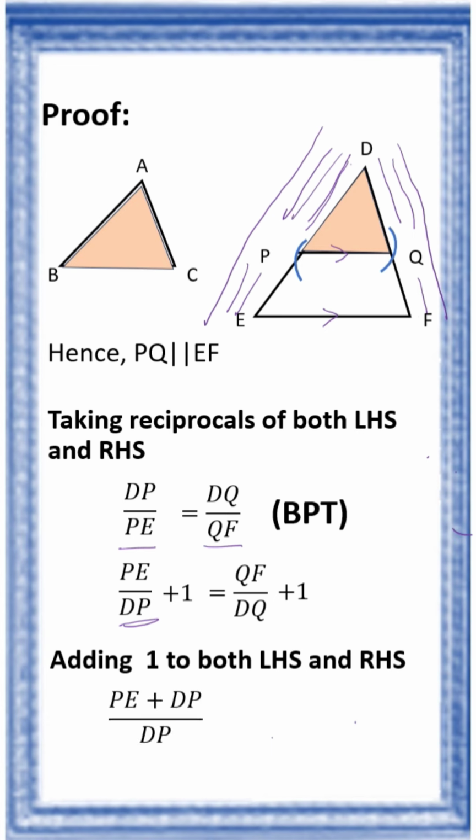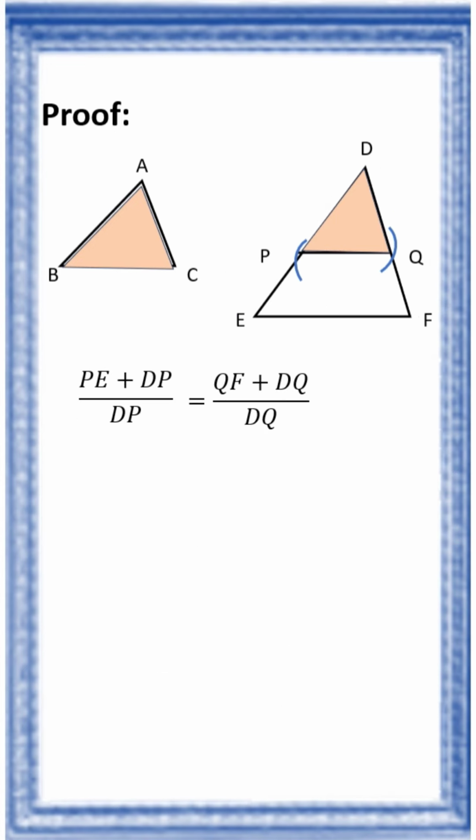Because LCM is DP, here in the numerator you will get QF plus DQ upon DQ because LCM is DQ. Now we have PE, observe the figure, PE plus DP. What is it? DE in the numerator. So this part becomes DE by DP. Here in RHS, QF plus DQ, observe the figure. What is it? DF. So that is equal to DF by DQ.